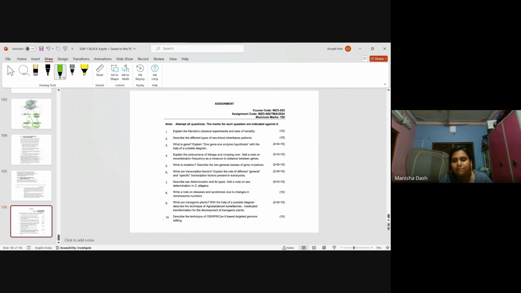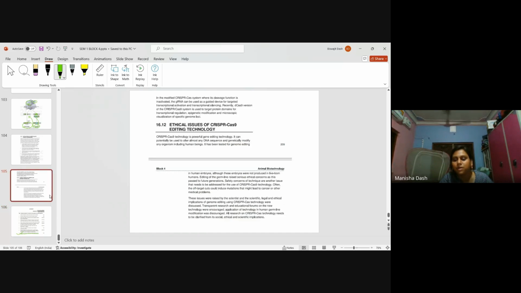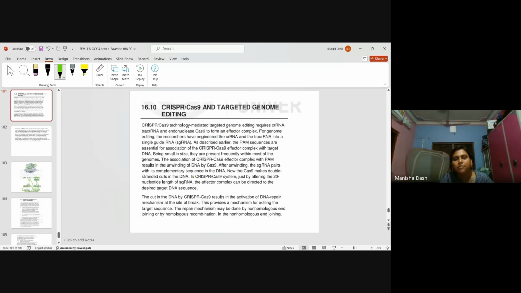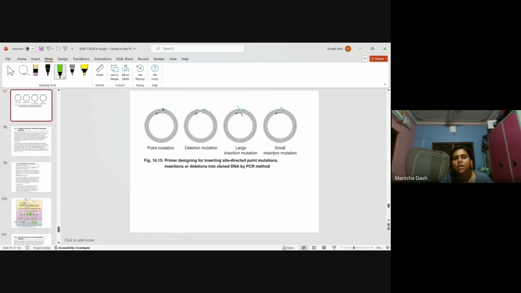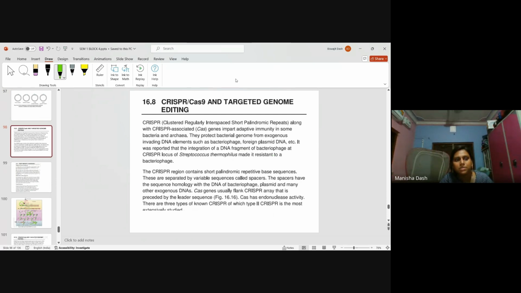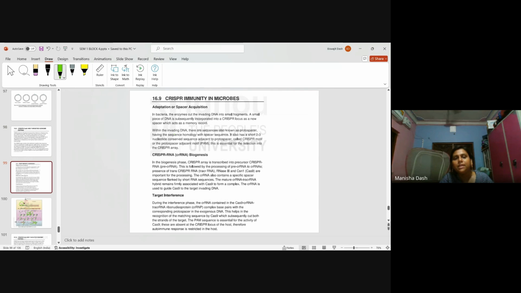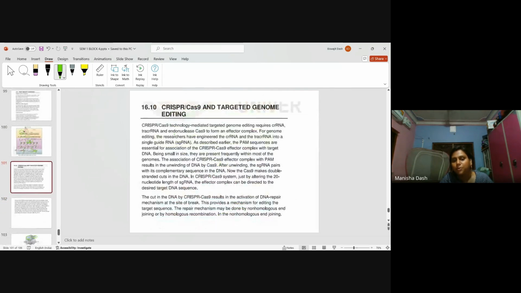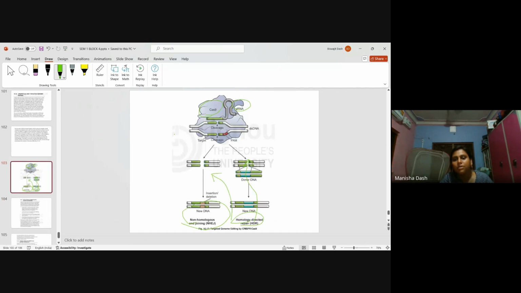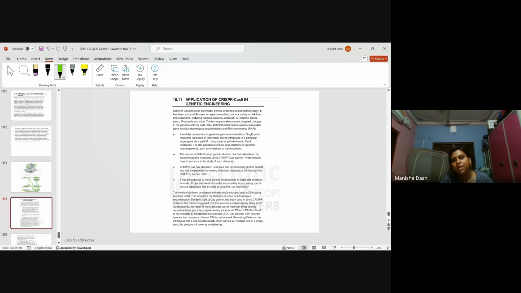So here, for example, if you look into the last question, it asks you to describe the techniques of CRISPR or Cas9 based targeted genome editing. For this, first you give a brief introduction regarding what CRISPR is. Mention the definition and how it was discovered in bacteria. Then you can go through the procedure, how exactly it is used or exploited for targeted genome editing, and you can put this diagram, and you can also write down the application part, so that will be sufficient for the answer.